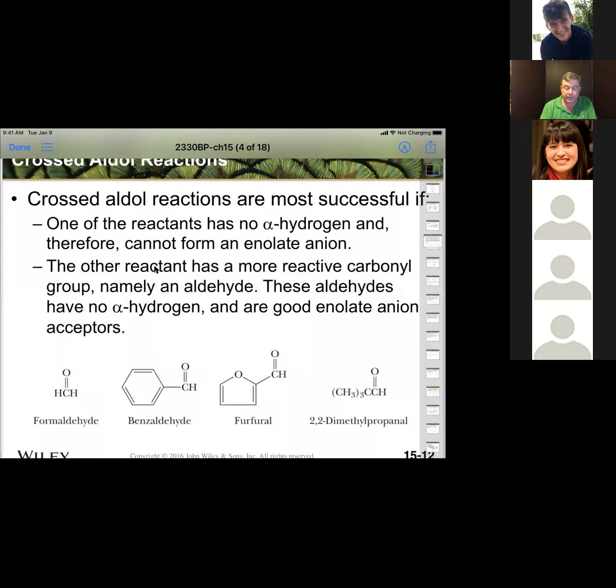So what do I mean by things without alpha hydrogens? Well, think of formaldehyde. There's no alpha carbon, so there's no alpha hydrogen. Here we have an alpha carbon, but there's no hydrogen on it because it's taken up in the benzene ring. Here we have an alpha carbon, but it's part of a ring, and therefore it has no hydrogens on it. And here we took it and we put 3 methyl groups on there. So it again has no alpha hydrogens. So this would be the thing that gets attacked by the enolate.